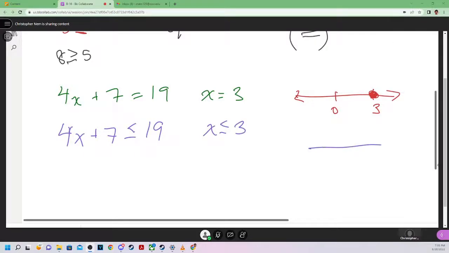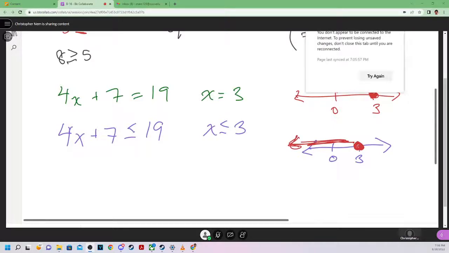So what does this mean? Well, notice that we have less than or equal to. So we also have to include 3 because it is equal to 3. Now we also have to count the values that are also less than 3. So if you look at your number line, that's to the left side. This is our solution over here.